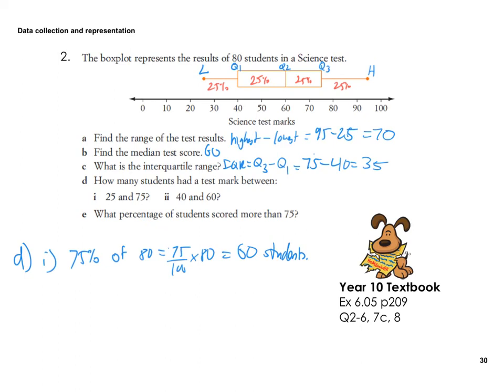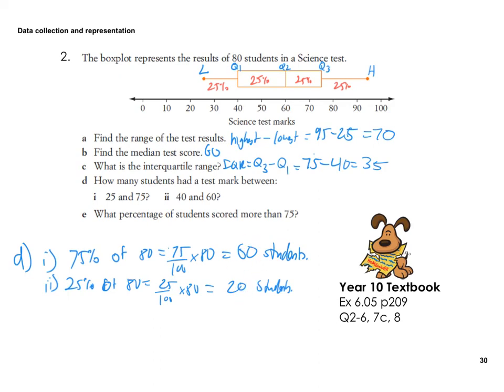Okay, now part 2. Okay, 40 and 60, going from Q1 to Q2, which is just 25% of scores. So 25% of 80, 25 on 100 times 80, which is 20 students. Interesting. 75%, 25% is 100, 60 plus 20 is 80. So obviously makes sense. 100% of students is 80 students, which of course is 80 students.